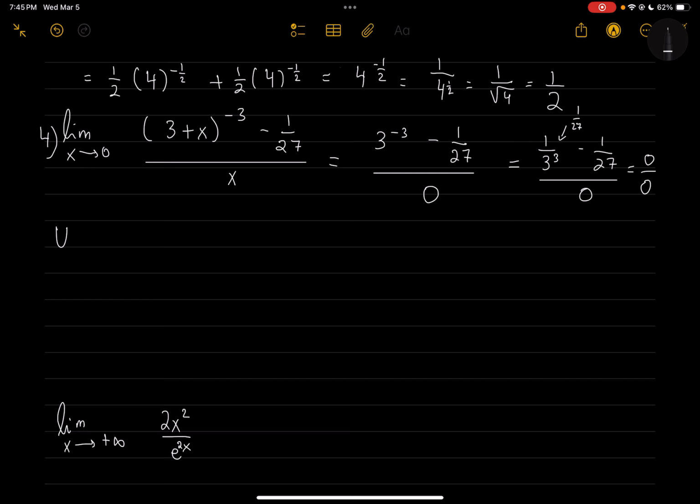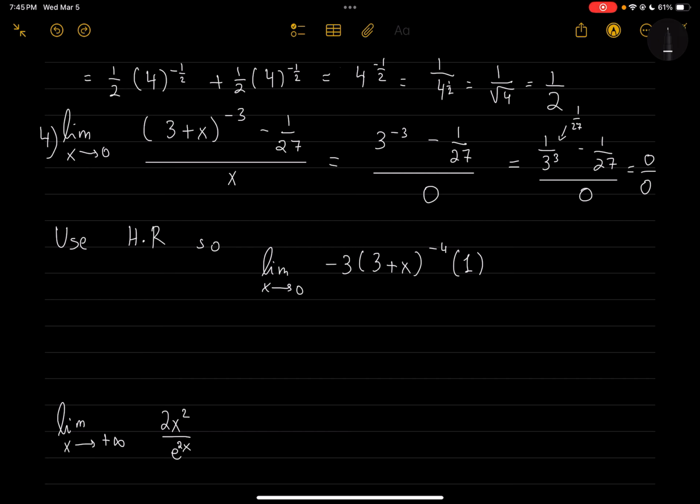We use L'Hopital's rule. So limit as x is going to 0. The derivative of the numerator, the negative 3 is going to jump down. 3 plus x to the power of negative 4. You multiply by the derivative of inside, which is 1. The negative 1 over 27 is going to disappear because it's a constant, so it's a 0. Over 1. So let's just stop over here. We don't need to write it over 1.